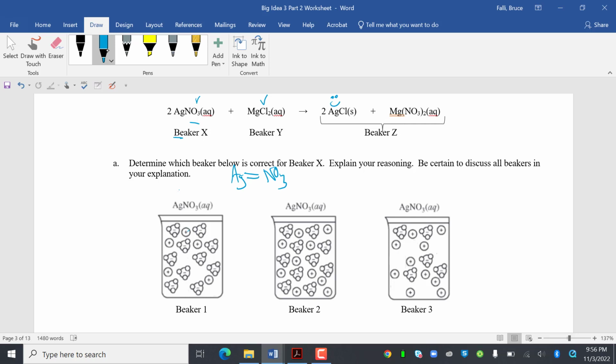Okay, so 1, 1, 2, 3, 4, 5. And this should be the same. 1, 2, 3, 4, 5, 6, 7, 8, 9, 10. So it's not that one. Silver, 1, 2, 3, 4, 5, 6, 7, 8, 9, 10. Okay, nitrates, 1, 2, 3, 4, 5, 6, 7, 8, 9. Seriously? 10. There it is. Okay, so this is the right one. Why? Ag positive equals NO3 negative.